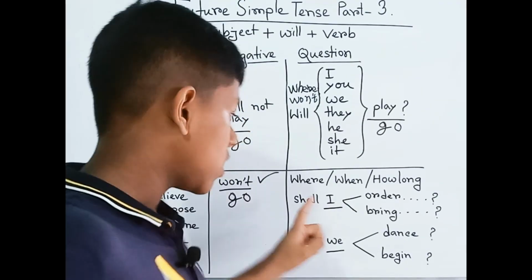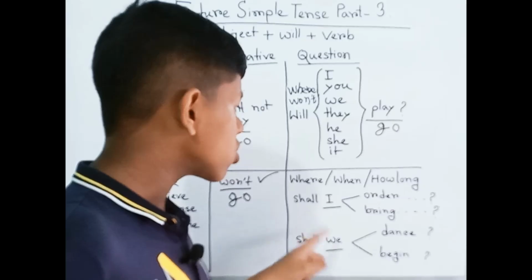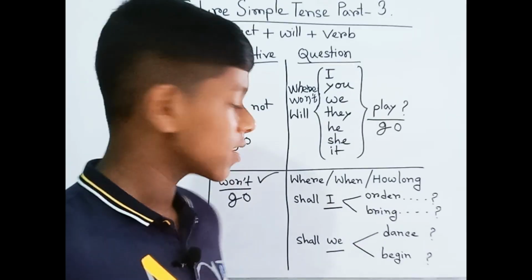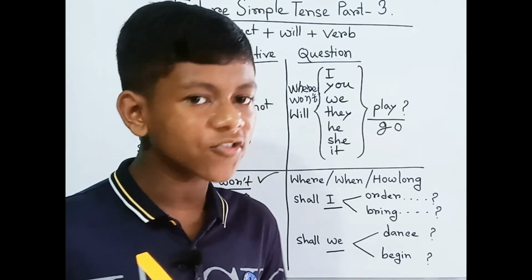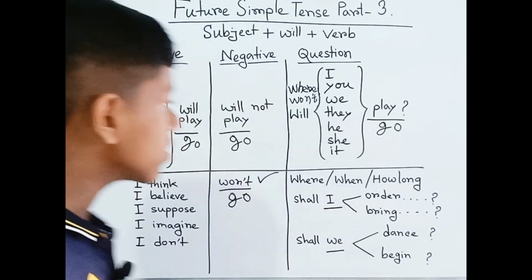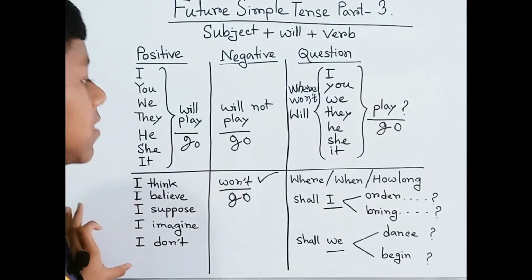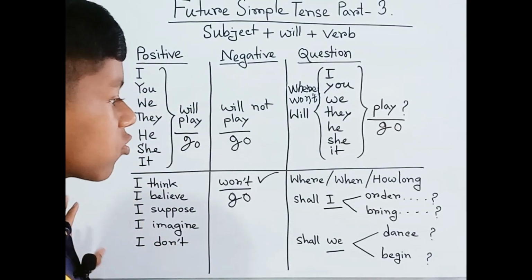Just see some examples. Sometimes people use it: Shall I order? Then you can add the extension: Shall I order something? Shall I bring the food for you? Shall we dance together? Shall we begin the party? So "shall" is used in this way. Okay, so here's the whole structure of future simple tense. I hope you have understood by watching this structure.